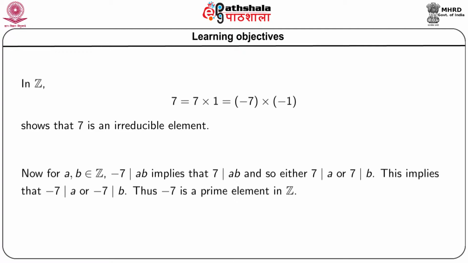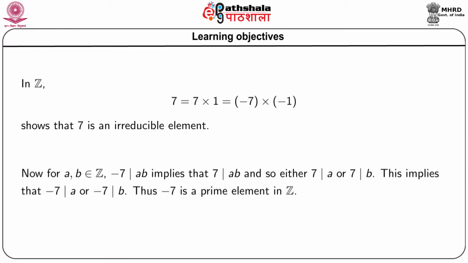Now, consider minus 7 from Z. If minus 7 divides ab, then we have 7 also divides ab, and since 7 is a prime integer, either 7 divides a or 7 divides b, which implies that minus 7 divides a or minus 7 divides b. Thus, minus 7 is a prime element in Z.